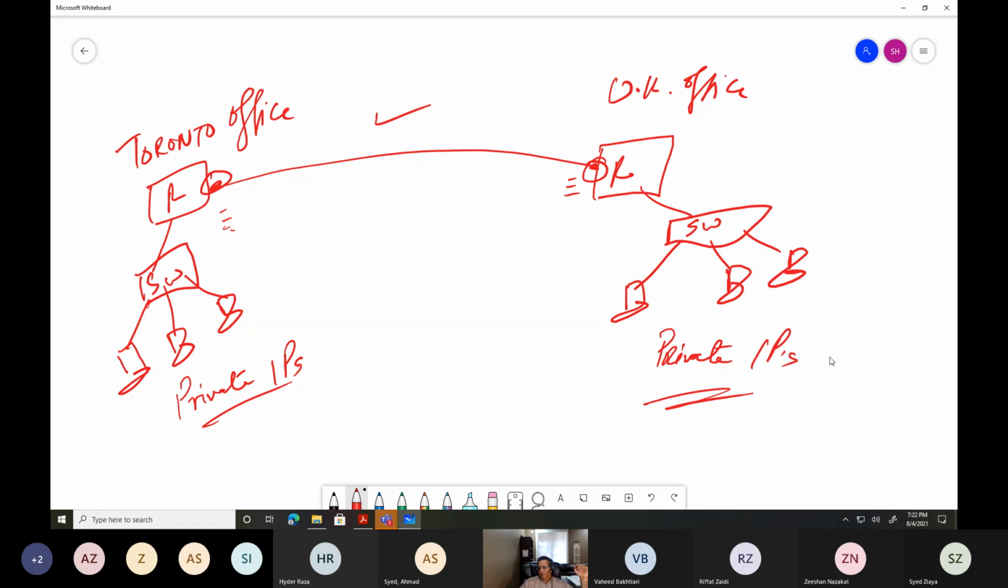I want to make sure your concepts are clear. If I have a Toronto office and a UK office, and I tell my telco, hey, my friend, I need a connection, this is my address, I got my router here and my router on the other end in the UK office, and I need a 10 meg connection. So the telco gives me an end-to-end connection, one in Toronto, one in the UK. So tell me, am I going through the internet? Yes? We go through the internet?